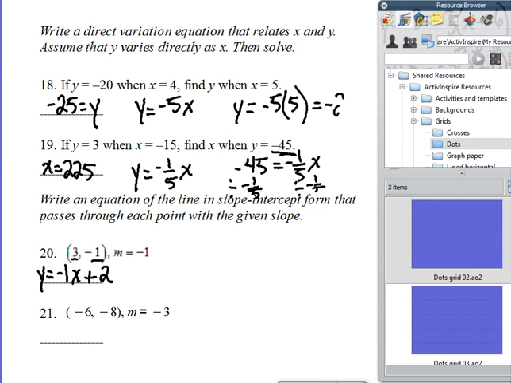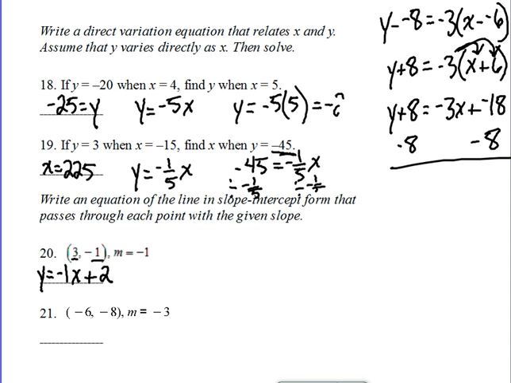And y equals negative 3x plus negative 18 minus 8 is negative 26. So y equals negative 3x plus negative 26, or y equals negative 3x minus 26.